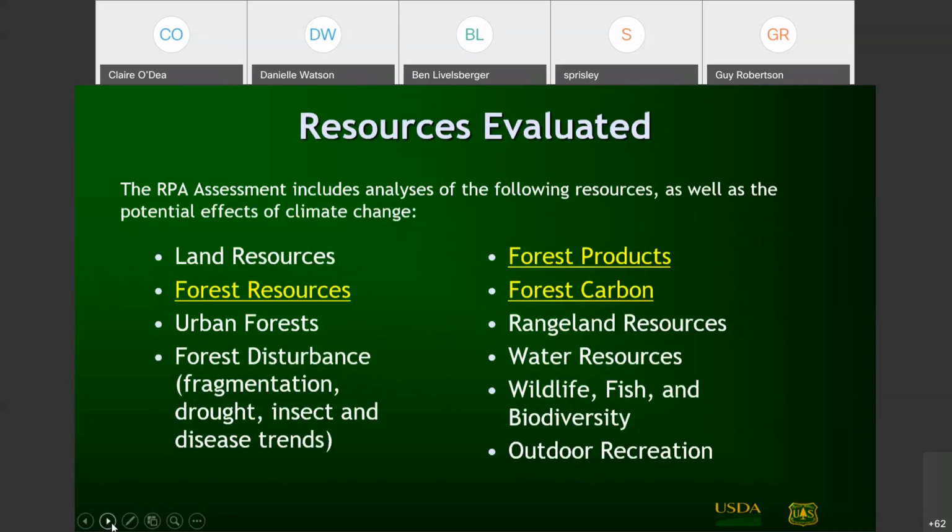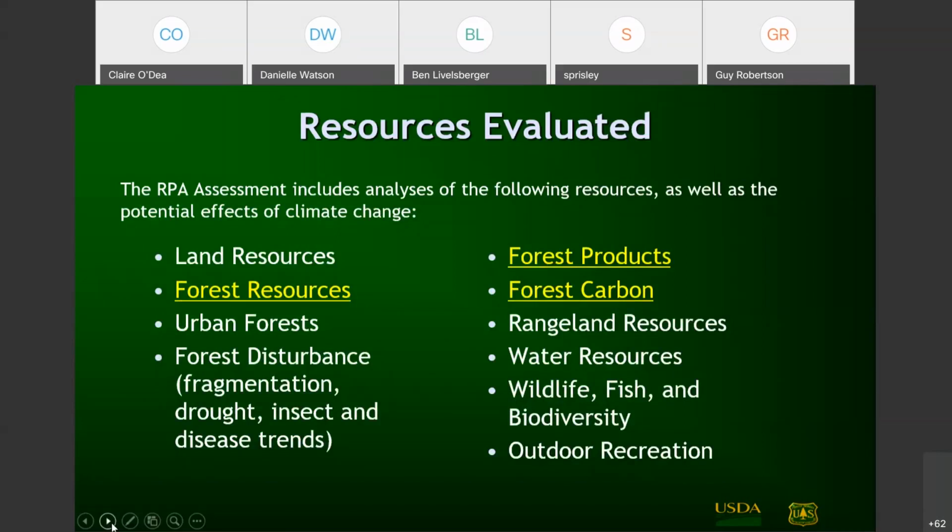Now, here's a list of the resources that are being examined as part of the 2020 RPA assessment. You can see how broad our scope is, but thinking specifically about how TPO data and information contributes to the RPA assessment, I wanted to highlight these three resource areas: forest resources, forest products, and forest carbon.